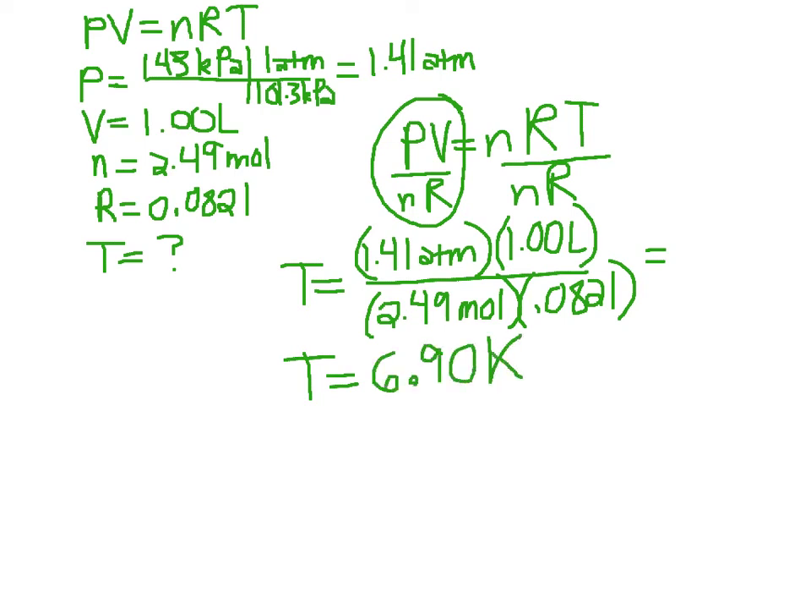kelvins. Now the problem actually asks you to have the final answer in Celsius. So this is a little bit weird. We've never done this, but you take 6.90 and to go back to Celsius, you subtract 273. And when you do that, we're going to get a final answer of negative 266.1 degrees Celsius, and that's your final answer.